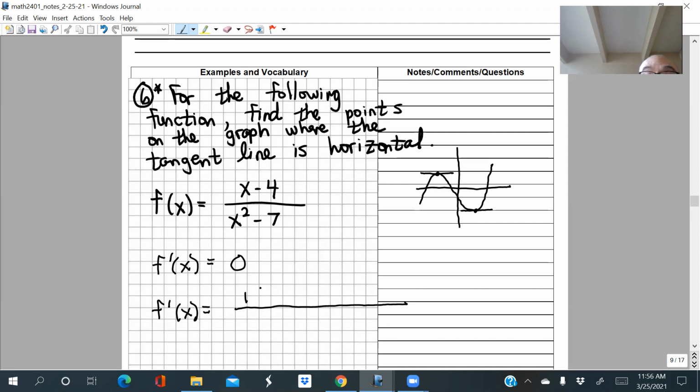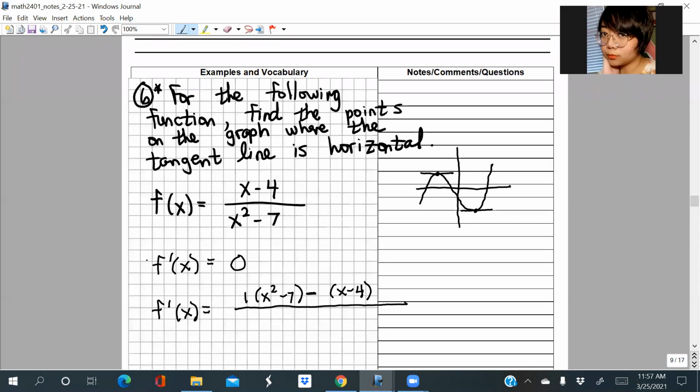So you just get 1 times the bottom, keep the bottom, which is x squared minus 7, and then minus, don't forget, in the quotient rule you're subtracting, and then you flip that. So you keep the top, which is x minus 4, and multiply by the derivative of the bottom, x squared minus 7. Abdel, do you know what the derivative of x squared minus 7 is? Abdel, are you there?